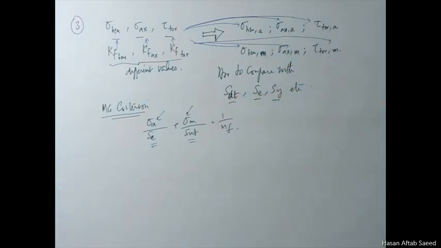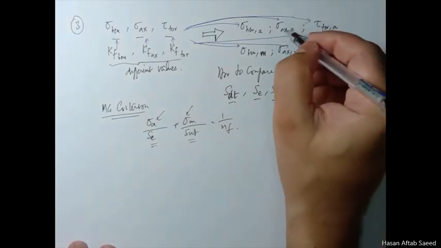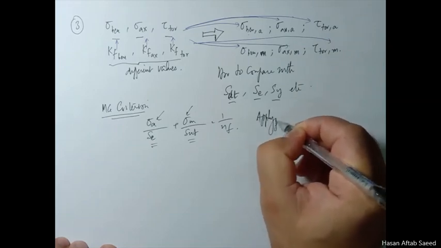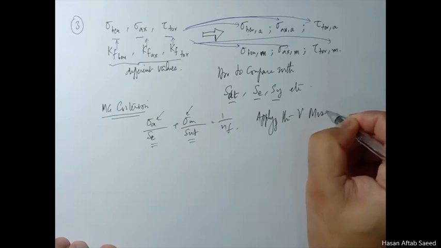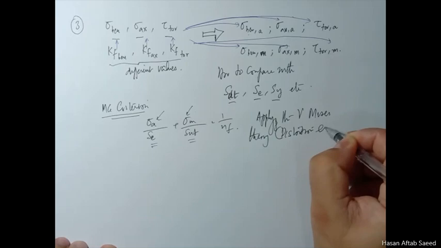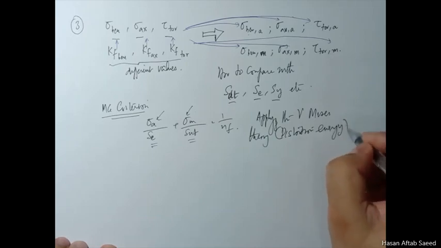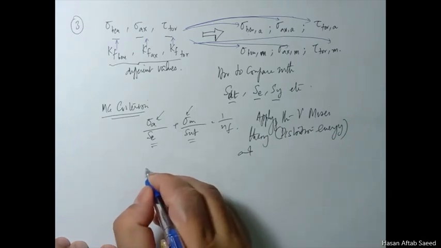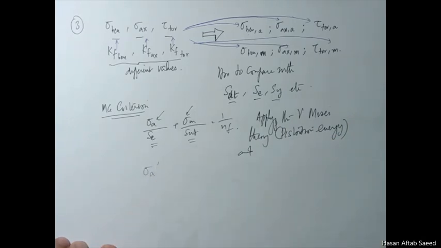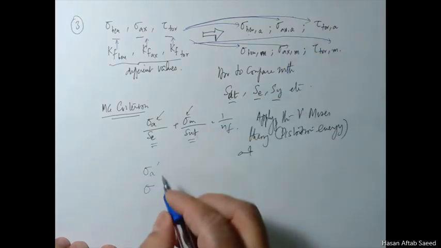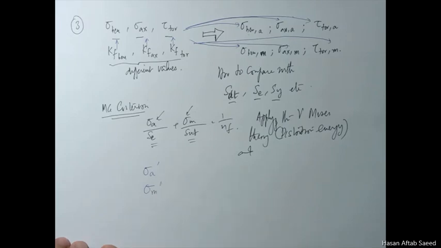What we do is we apply the von Mises theory and calculate distortion, which is also called distortion energy, and calculate the von Mises stress for the amplitude component and the von Mises stress for the mid-range component.